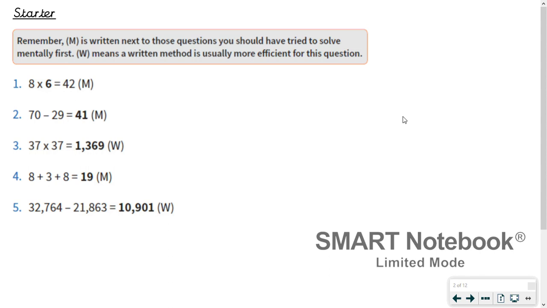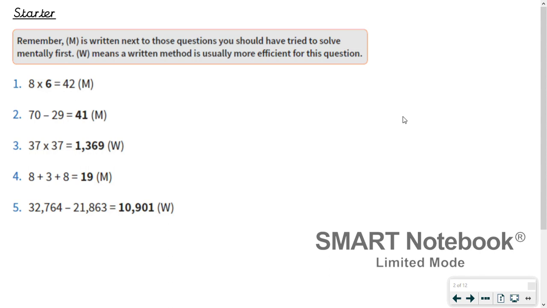Next one was mental. 70 take 29. Now, if you've done it written, that's fine. But the way you could have done it is 70 take away 30 and then add 1. Or 70 take 20 to get 50 and then take away 9. Or you could just do 70 take 29 straight away. It's however you want to do it. But we've got 41.